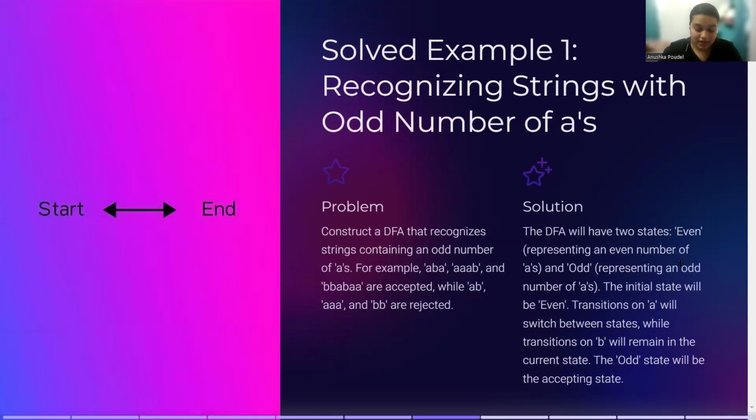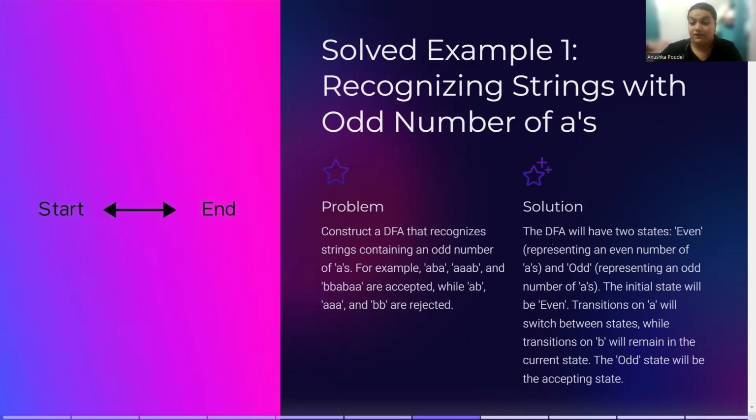Now we'll look at some solved examples. Recognize strings with an odd number of A's. The problem is to consider a DFA that recognizes strings containing an odd number of A's. That means a string with a single A, or any odd number of A's, is accepted. So ABA is accepted, AAB is accepted, and AAAAA, five times, is also accepted. But AB is rejected, and AAA and BB are rejected. So it should consist of an odd number of A's with at least one B.